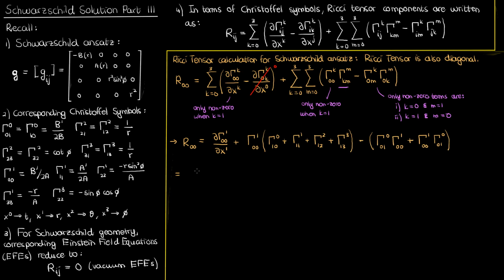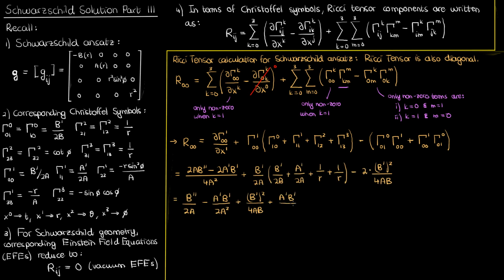Now this derivative term is really the derivative with respect to r of B prime over 2A. If we use the quotient rule, we get the derivative of B prime, so B double prime, times the denominator, so 2A, minus the derivative of the denominator times the numerator, divided by the denominator squared, so 4A squared. If we plug in the rest of the terms, this is what we get.